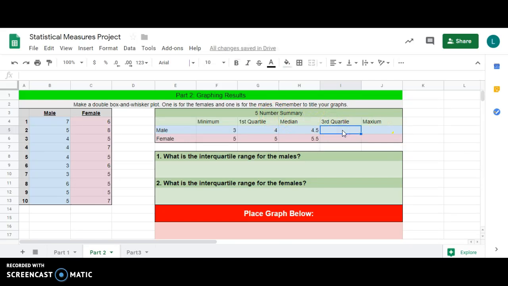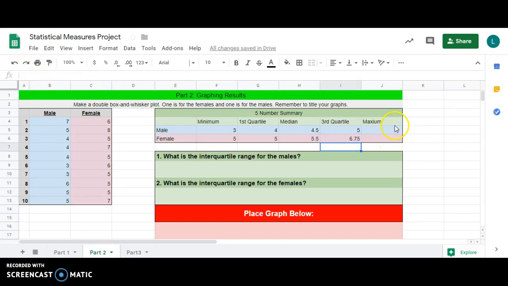All right, for quartile 3, it's very similar to quartile 1. You do equals, quartile, parenthesis, highlight all of your data, comma, and this time we're going to put a 3 for quartile 3. So again, it's equals, quartile, parentheses, highlight my data, comma, 3, parentheses.